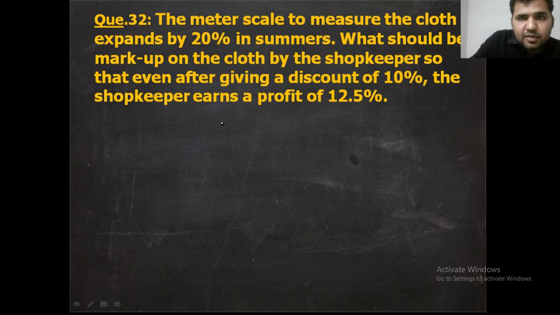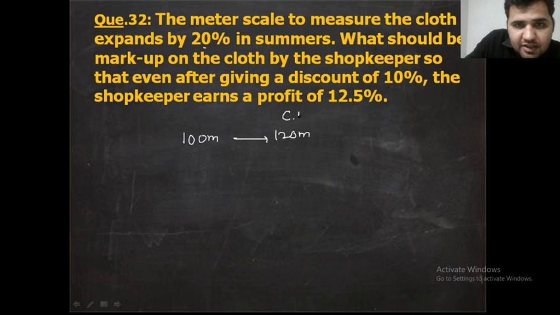That the meter scale to measure the clothes expands by 20% in the summers. What does it mean? Ki agar 100 meter ki reading 120 meter ki aa rahi hai. Iska matlab kya hua ki shopkeeper ke liye cost price kya hua, 120 meter. Because actual mein uske pocket se 120 meter cloth जाएगा, राइट, बिकॉज 20% का मीटर स्केल एक्सटेंशन हो चुका है. नाउ क्वेश्चन इज कि उसका प्रॉफिट फाइनल आपको 12.5% चाहिए.